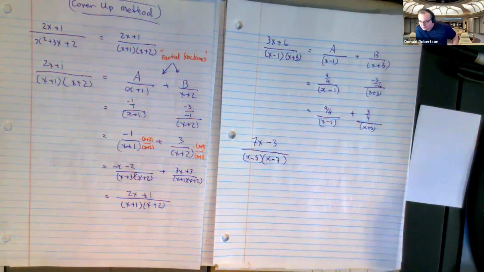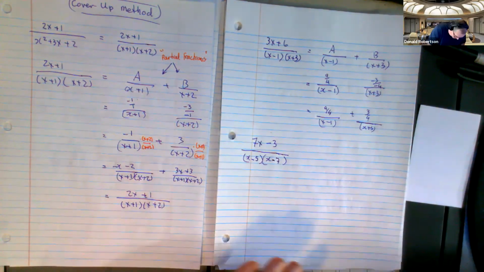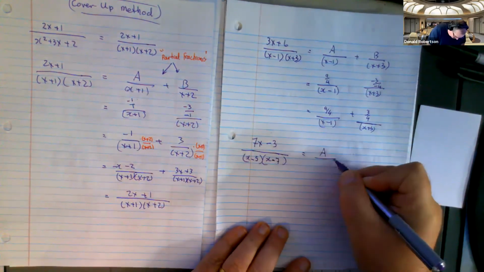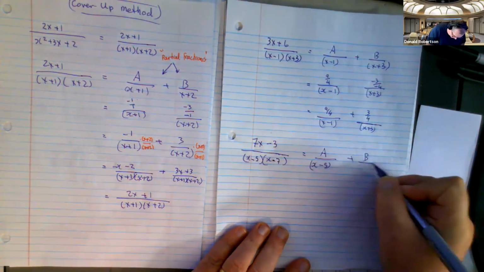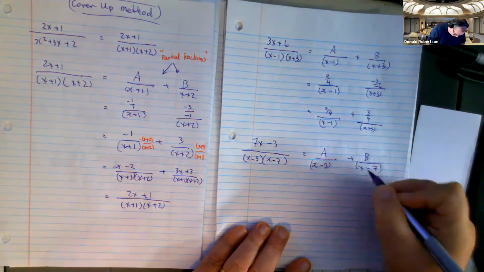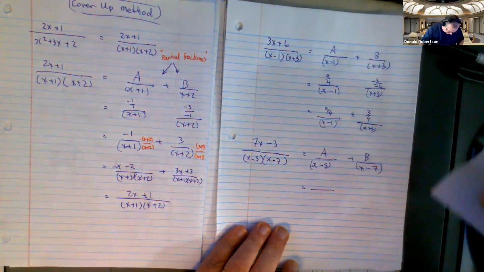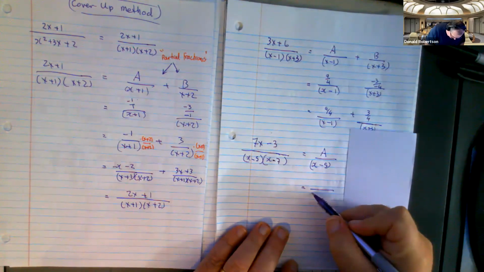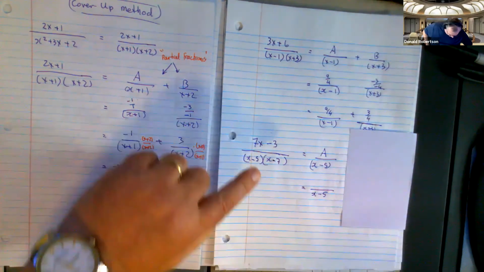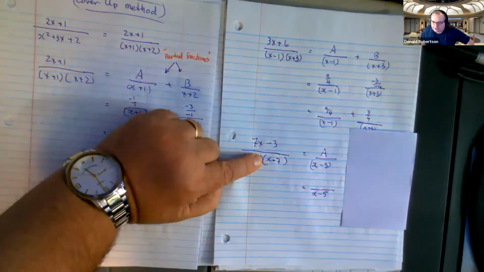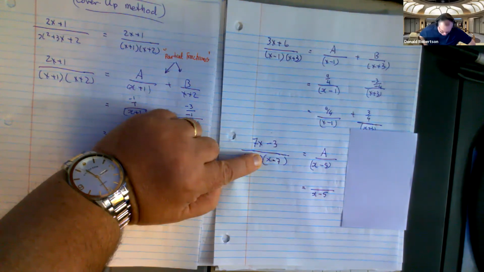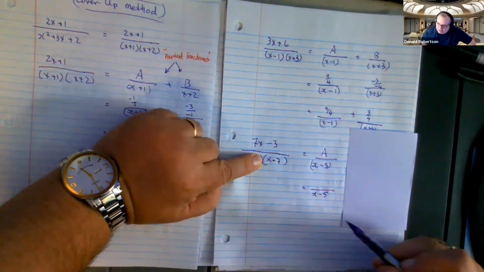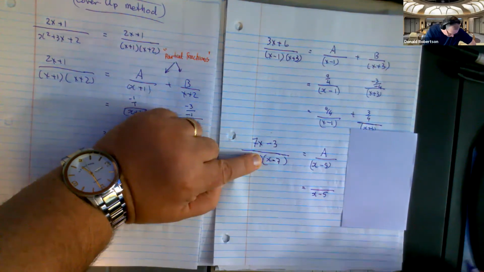Minus, okay. So would you agree this is probably going to give you the ugliest looking answer in the world? But if you can do this one, can't you do any of them as long as they look like this, right? So it's going to be an A over x take away 5 and a B over x take away 7. So let's cover that guy up. If you cover up the x minus 5, what value of x will I use on what's left?